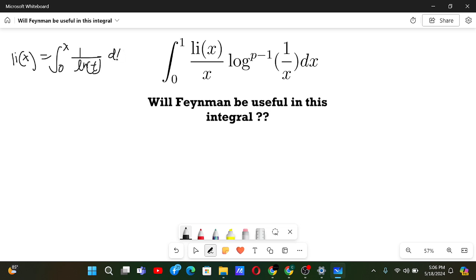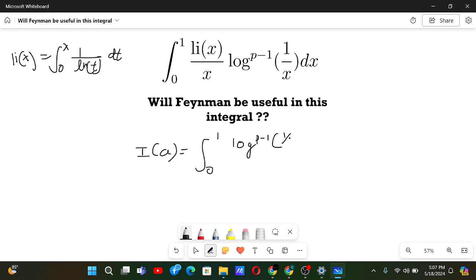Throughout all the past videos, we have used the same common technique to deal with such functions, where we had to use Feynman's technique. Let me show you. What we have been doing in most of the videos is trying to find the integral from 0 to 1 of everything except the li function, and we will write the li function in a different way.